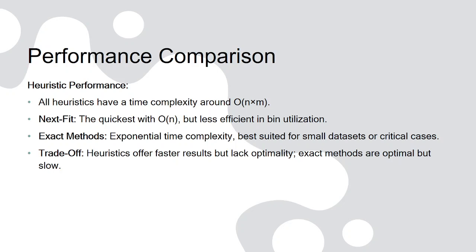Here we will consider the performance comparison and heuristic performance. Most heuristic algorithms have a time complexity of n times m, where n is the number of items and m is the number of bins. Next fit is faster with O of n but less optimal. While heuristic solutions are quick, exact algorithms deliver optimal solutions with higher computation costs, making them best for small-scale or high-priority tasks.